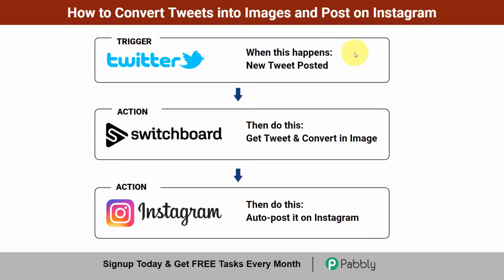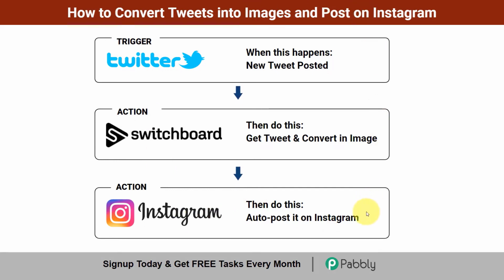So the idea here is whenever a new tweet is posted into your Twitter account, we are going to convert that tweet into the image using this switchboard canvas application. Well, I'll tell you about this application in the video, and automatically post the same image on your Instagram account along with the caption. So this automation is going to be very useful for all the social media marketers and the influencers here.